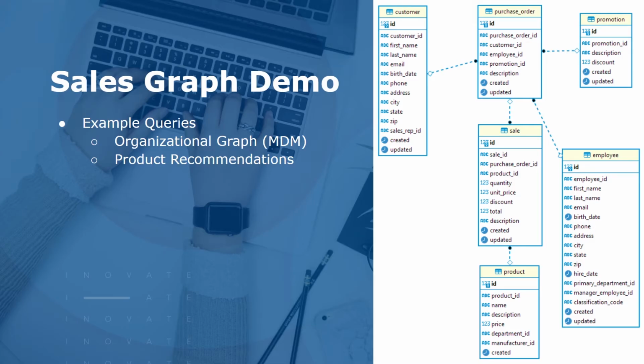Okay, so for this demo, we're going to talk about an organization that sells products to customers. The diagram on the right shows the relational data model from the source systems. When a customer buys a product, a purchase order is created. The purchase order contains 1 or more sale items and is serviced by a single employee. Using Neo4j, we can use this data and its relationships to create a recommendation engine to recommend products to customers based on what other customers bought.